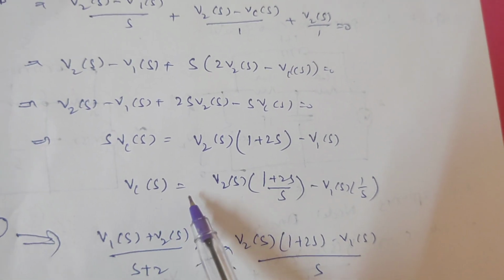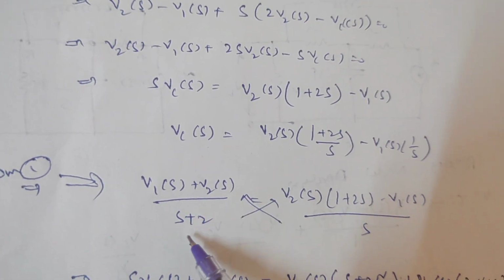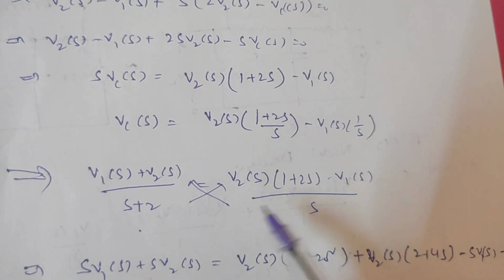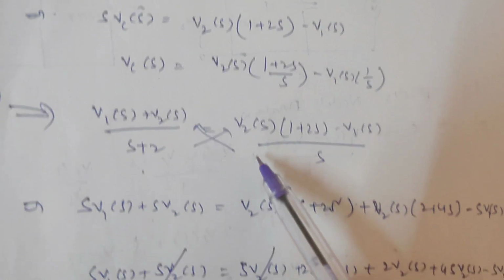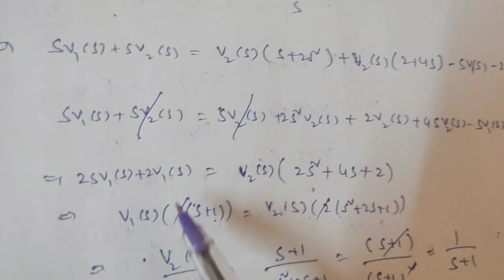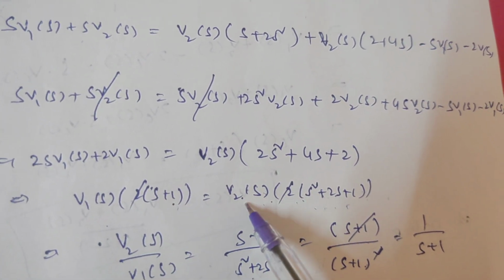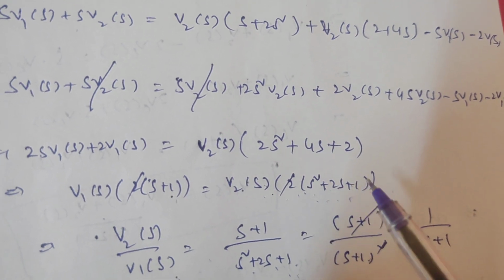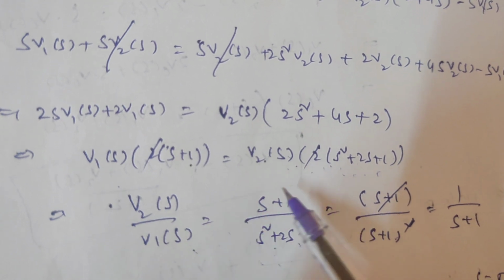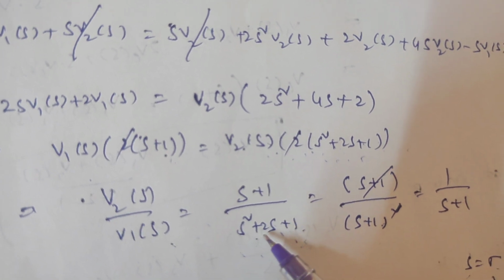Here we have to substitute VC of S from equation 1, which is V1 of S plus V2 of S by S plus 2. So this is the equivalent value. Cross multiplying these two terms, we get V1 of S into 2 into S plus 1, equal to V2 of S into 2 into S square plus 2S plus 1. Here we want the transfer function, which is V2 of S by V1 of S, equal to S plus 1 by S square plus 2S plus 1. Here I am writing this as S plus 1 whole square.